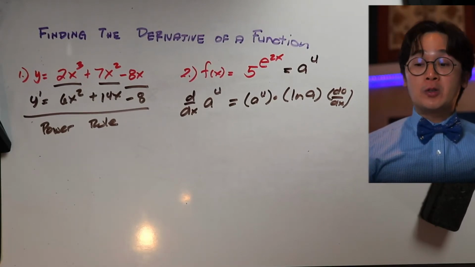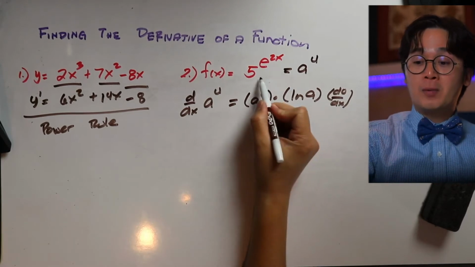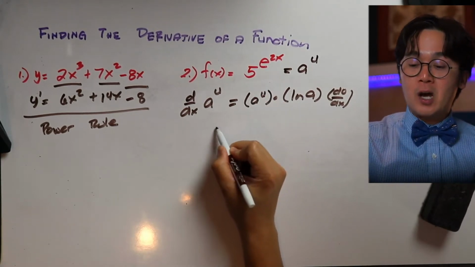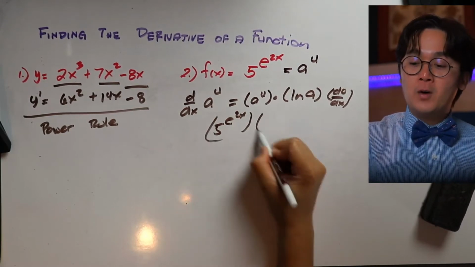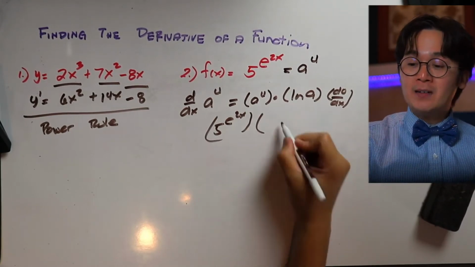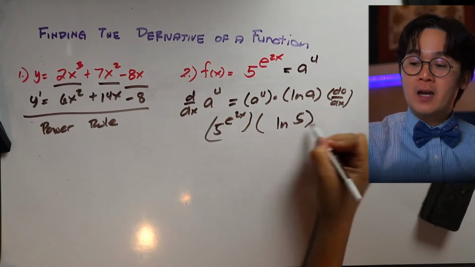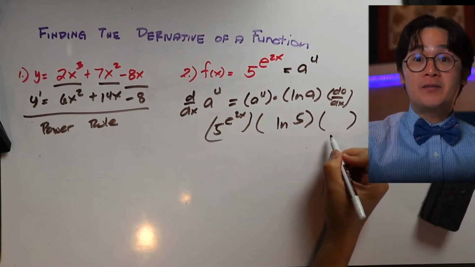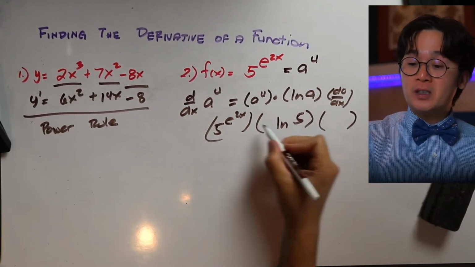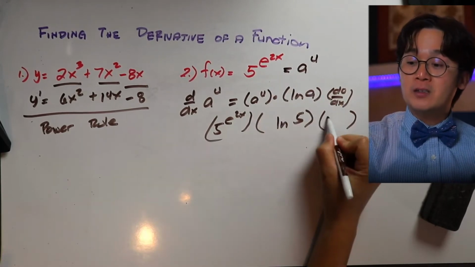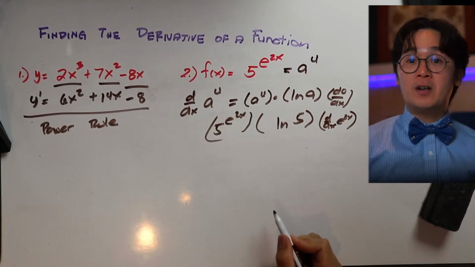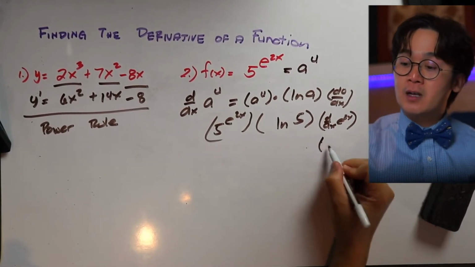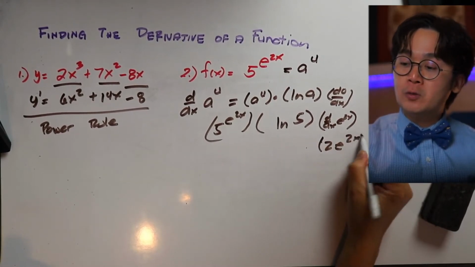To use the formula, a to the u is simply 5 to the e to the 2x, so we're just going to copy that: 5 to the e to the 2x, multiplied by ln of a, which is ln of 5, times the derivative of the function u, which is e to the 2x. So d/dx of e to the 2x, we know that the derivative of e to the 2x is 2e raised to 2x.